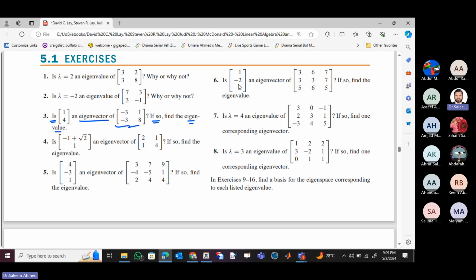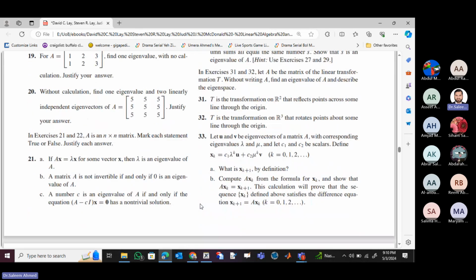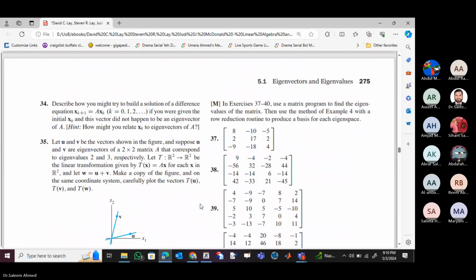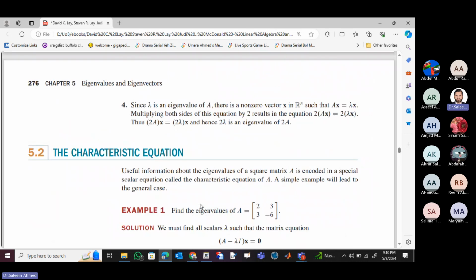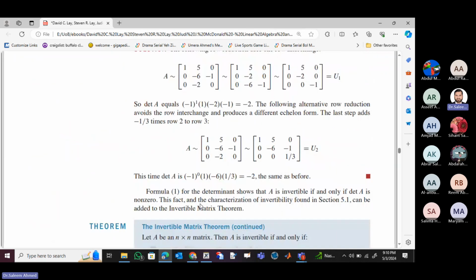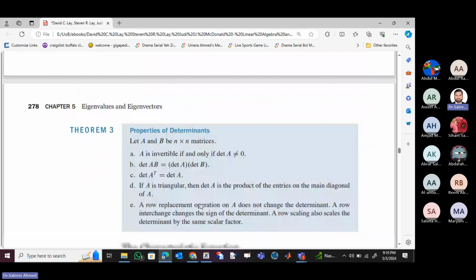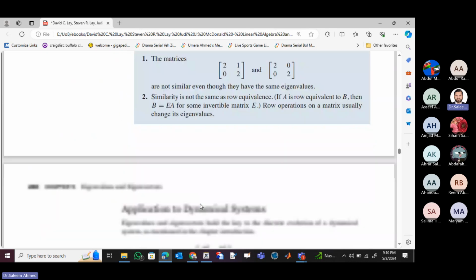Maybe in another problem you try, it may become the second one, or maybe this one. You can try this: multiply this matrix with the vector, and see if the same vector comes back multiplied by lambda. Then this lambda will be the eigenvalue. So verification is not difficult. The problem occurs when a vector is not given and we have to find the vectors. To find the vector, an eigenvalue must be given.